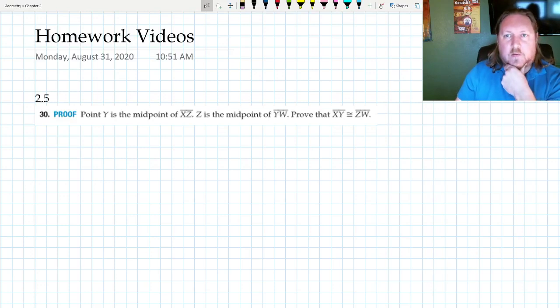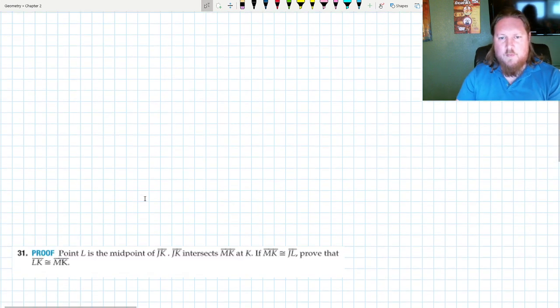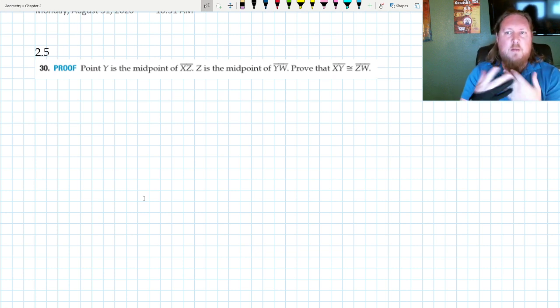So, as a request from going over the homework on Monday, you wanted some videos to show how to write the paragraph proofs for number 30 and number 31. So let's break it down. The first thing we have to do is draw a picture that matches the scenario that's given. That way we can kind of visualize what's happening.